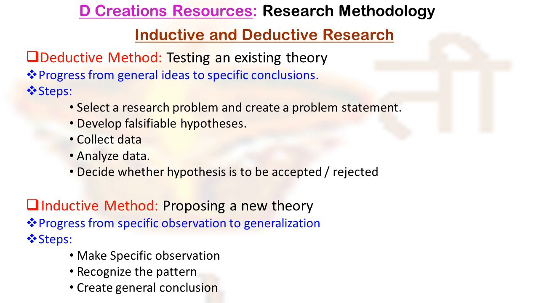Now, what is the other way? Other way is inductive research. So, as we mentioned, in case of inductive research, we are going from specific to general. So, this usually happens when there is little or no existing literature on a topic, right? So, you are going to make some observations and then try to conclude after analyzing these observations. So, let me give you an example here.